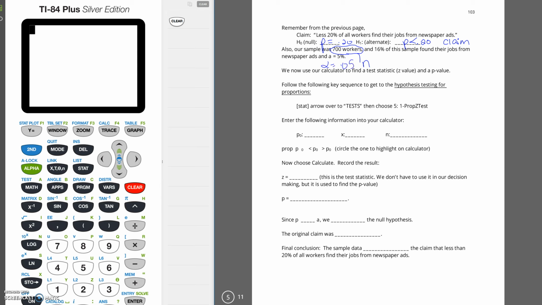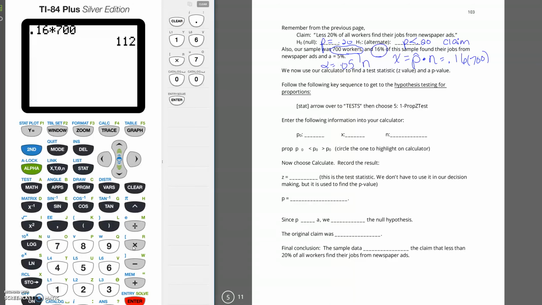Now, in our calculator, we're going to need our X value. And X is the number of people who found their jobs from the newspaper ads. So to do this, we're going to take our proportion times our N value. Sorry, this should really be P hat, what was found in the sample. So this would be 0.16 times 700. And this X always has to be a whole number. You can't have a partial number of people finding their job from a newspaper ad. So we'll round it if it's not a whole number. So if we do 0.16 times 700, we get 112 here.